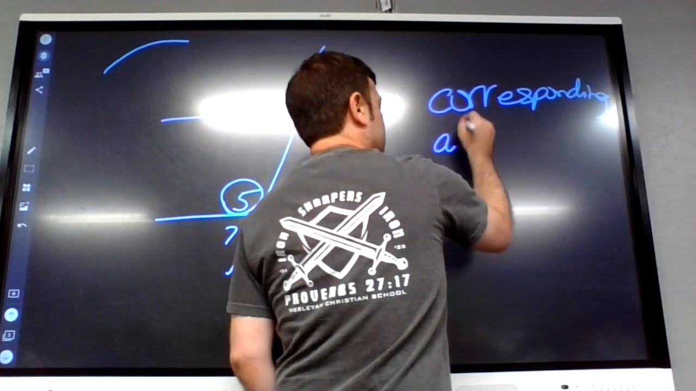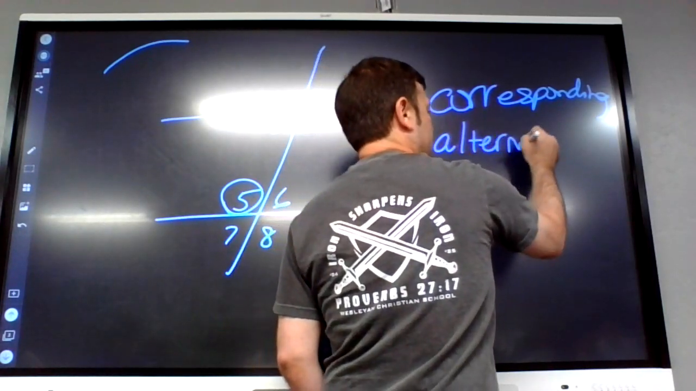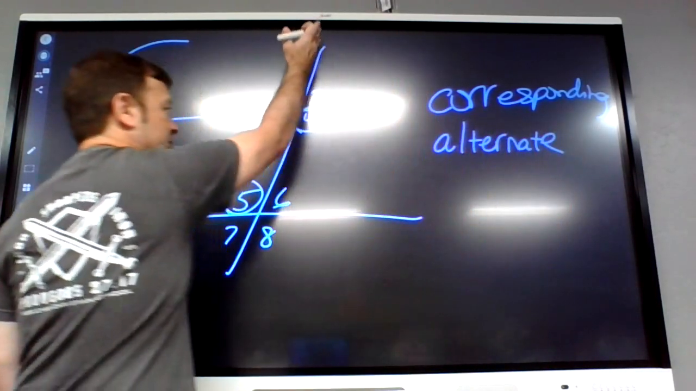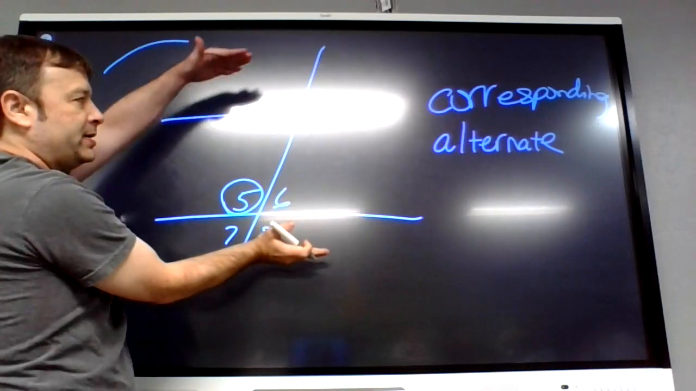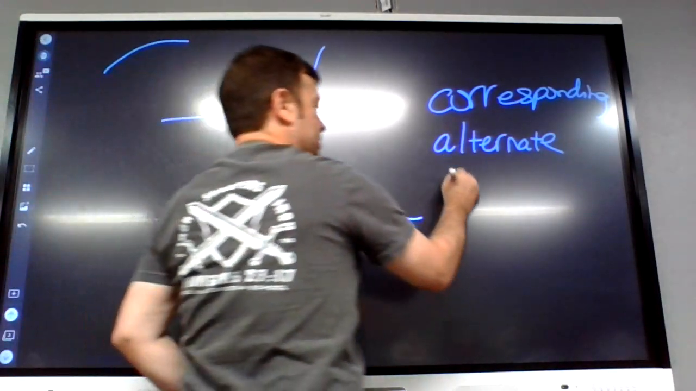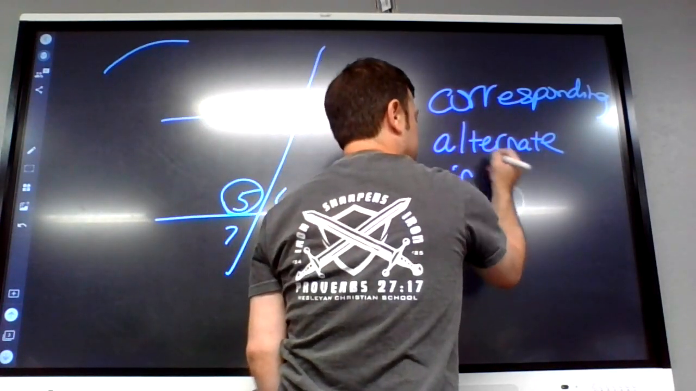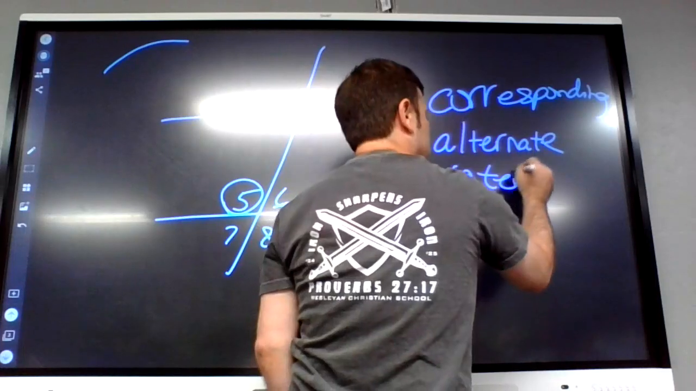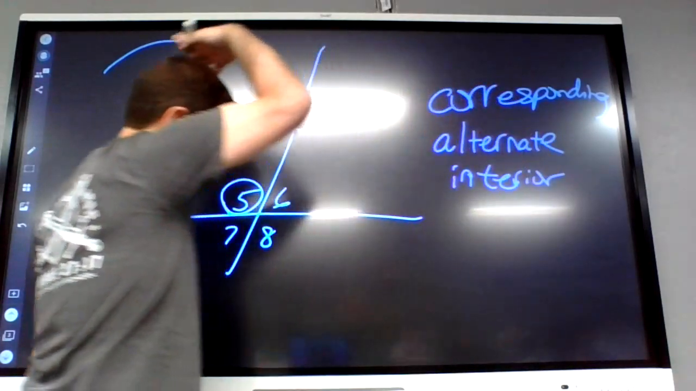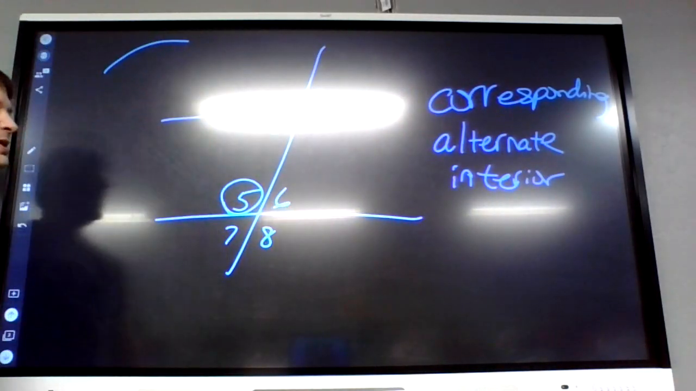So those are alternate sides of the transversal, alternate sides of this line, and interior to the parallel lines. Whoops, can't spell interior. And alternate interior angles are congruent.